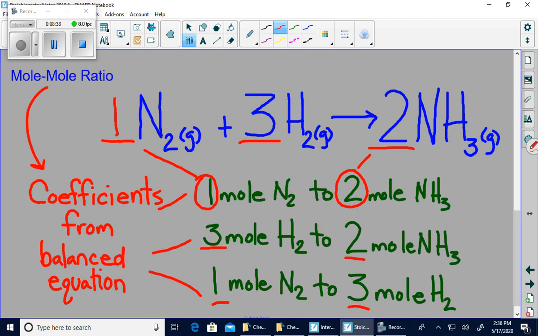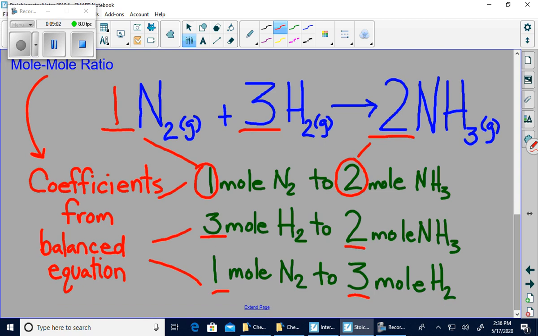So, according to my reaction, 1 mole of nitrogen is to 2 moles of ammonia. 1 mole of nitrogen will give me 2 moles of ammonia. 3 moles of hydrogen will give me 2 moles of ammonia. I would need 1 mole of nitrogen to 3 moles of hydrogen. So all you do is you take your balanced equation and you look at those mole ratios.